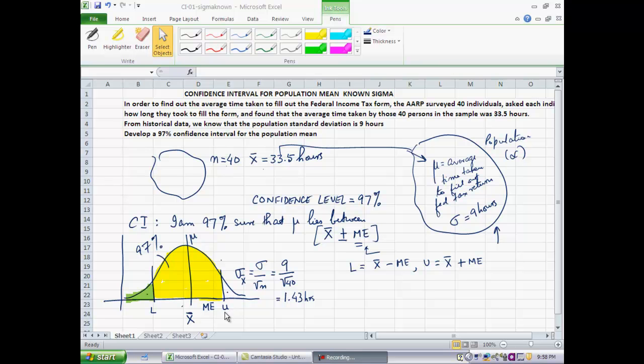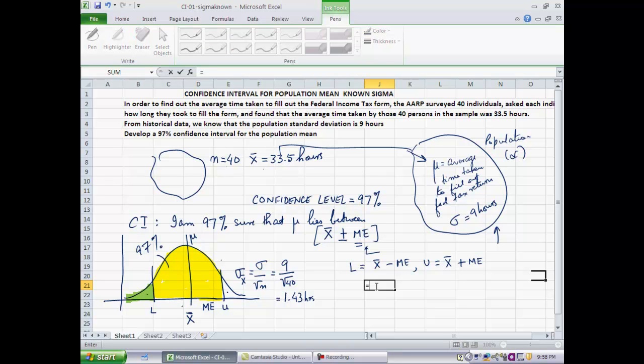So what is the area to the left of U? In other words, this yellow shaded portion plus this green shaded portion. So the area to the left of U would be equal to 97% plus 1.5%, isn't it? Because the two tails together is 3%. So the green half on the left is 1.5%. So it's 0.015. So in other words, the area to the left of U is 0.985.